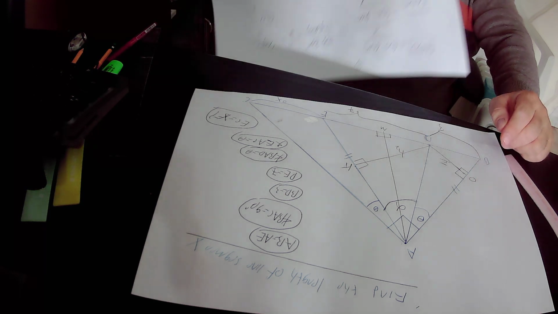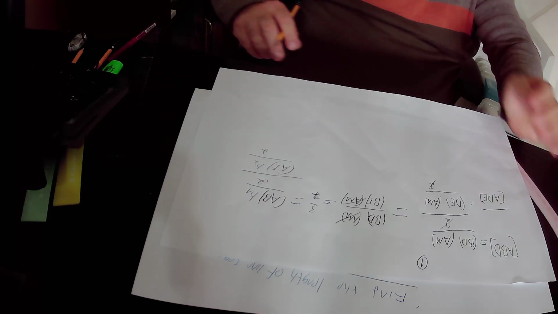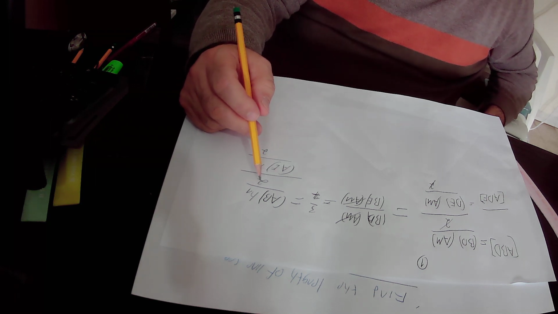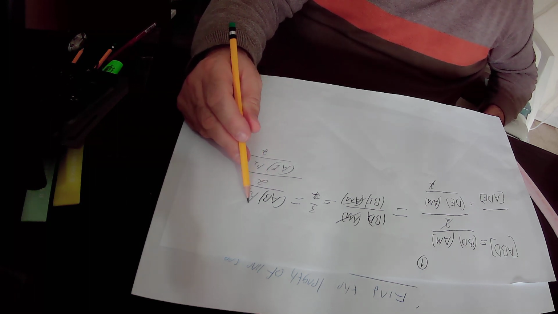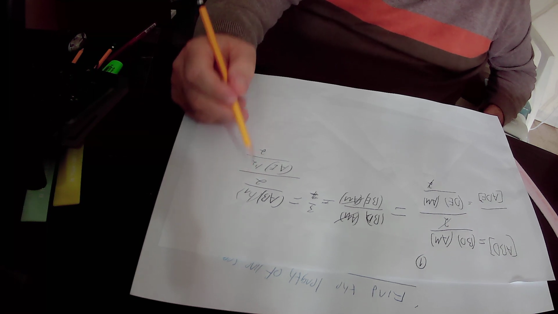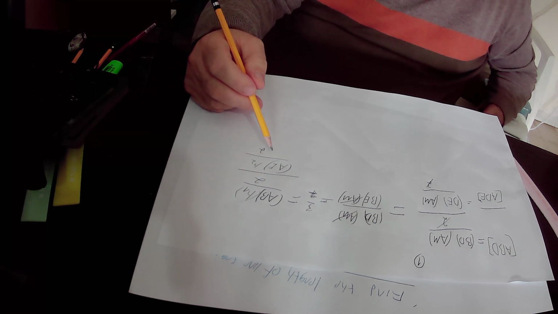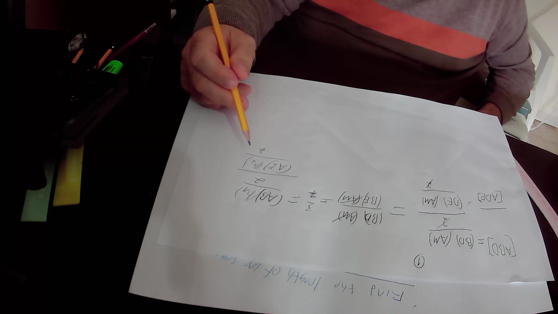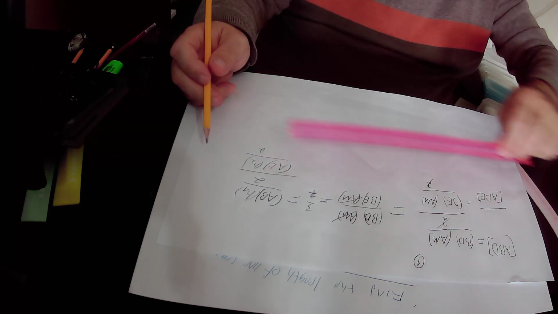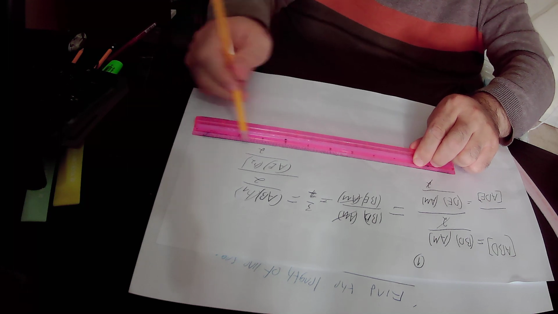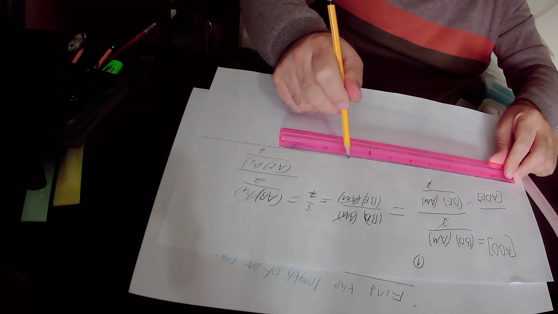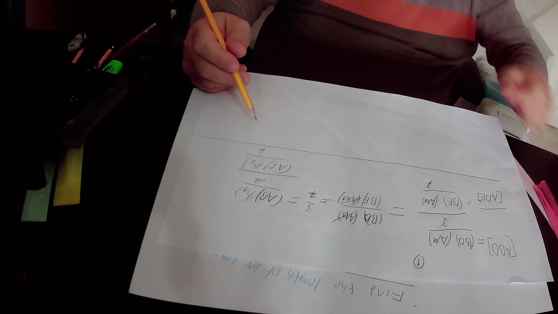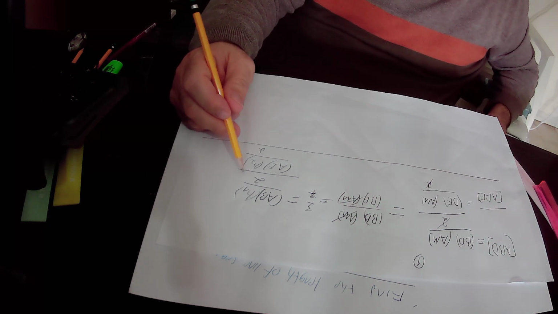Okay, so in conclusion, we found out that the area of triangle ABD equals the base AB times the height H1 over 2, while the area of triangle ADE will be equal to the base AE times the height H2 over 2. So in the next step, we'll find out the value of H1 and H2, and we'll put the value of H1 and H2 inside this equation.